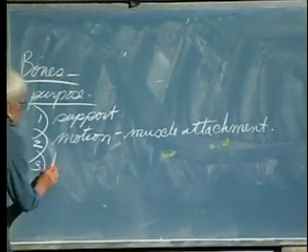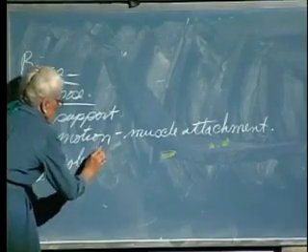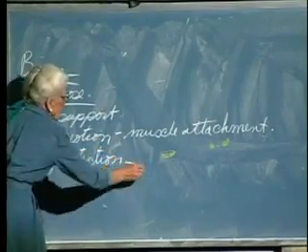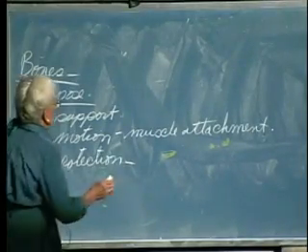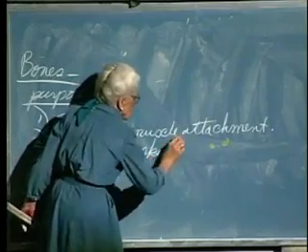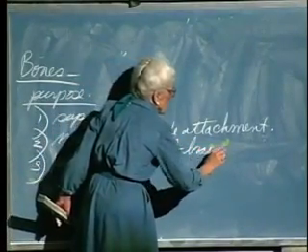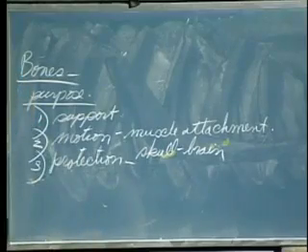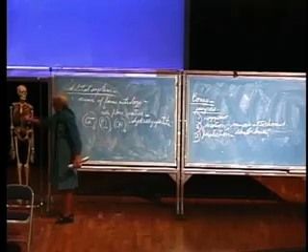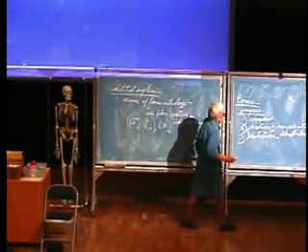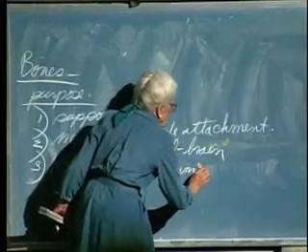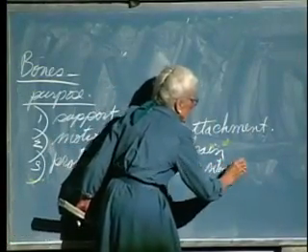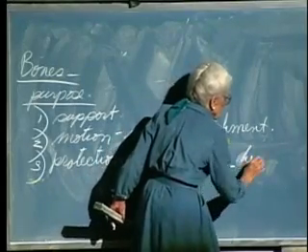Fortunately, we have bones for protection. Obvious examples, skull protecting the brain, right? The sternum, the breastbone, and the ribs for protecting the heart and the lungs. Sternum and ribs protect, well, we'll just put heart and lungs.